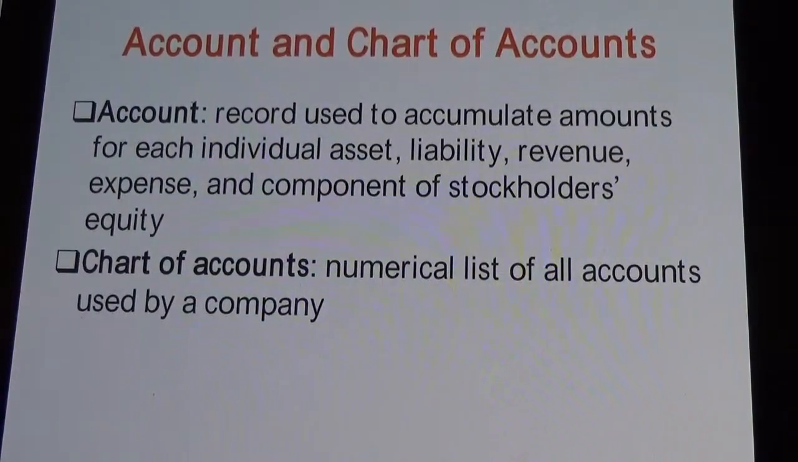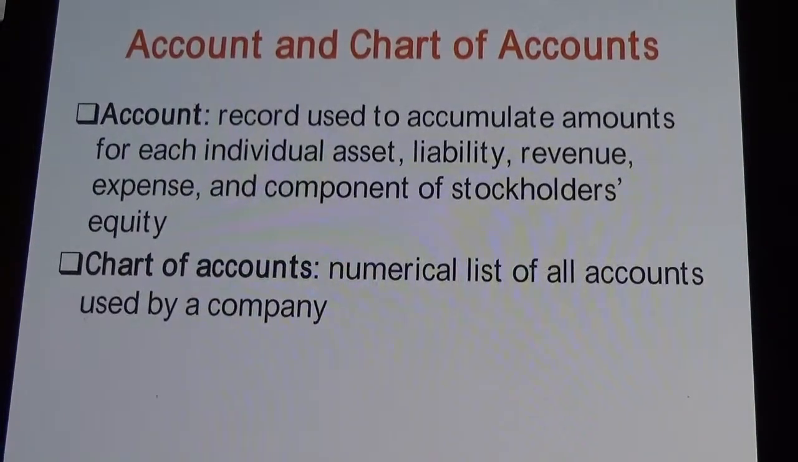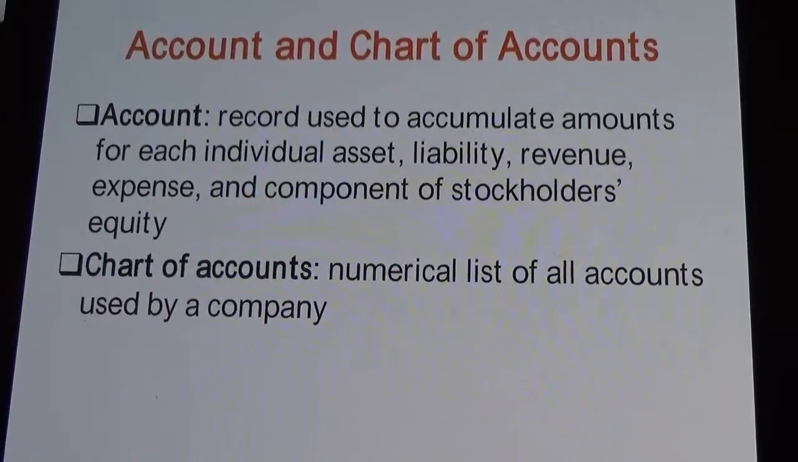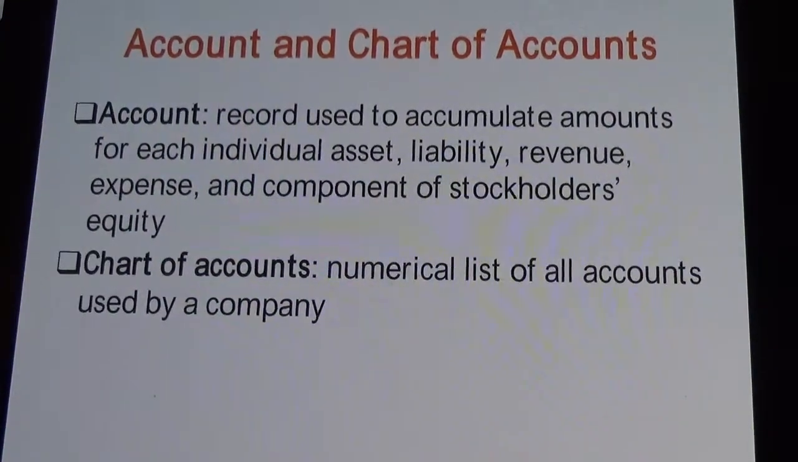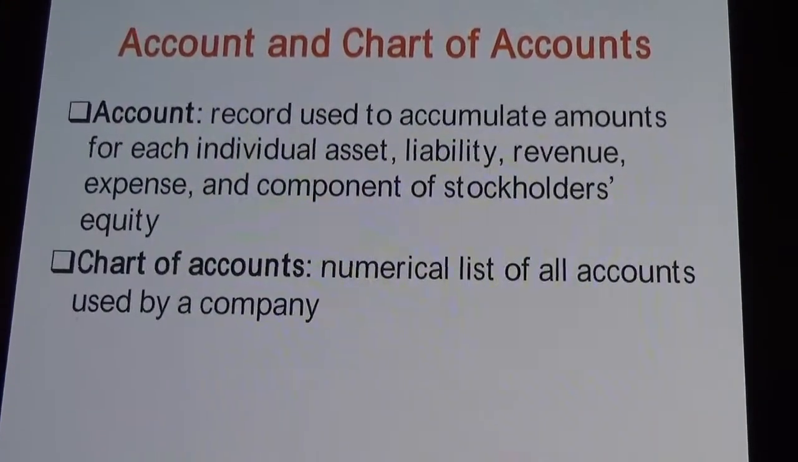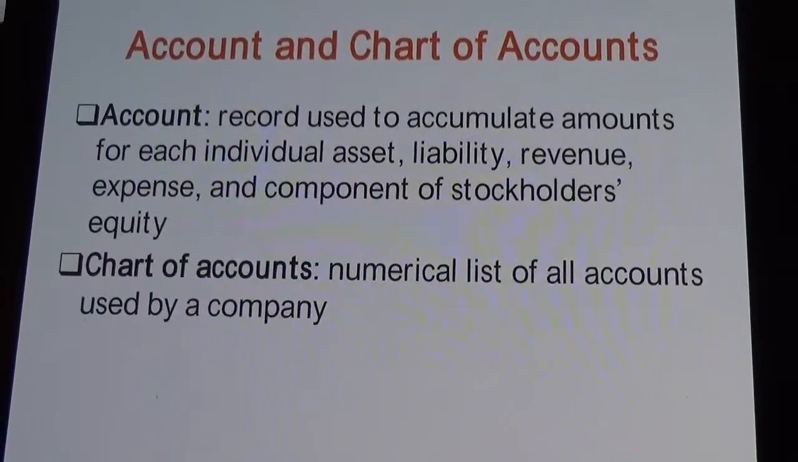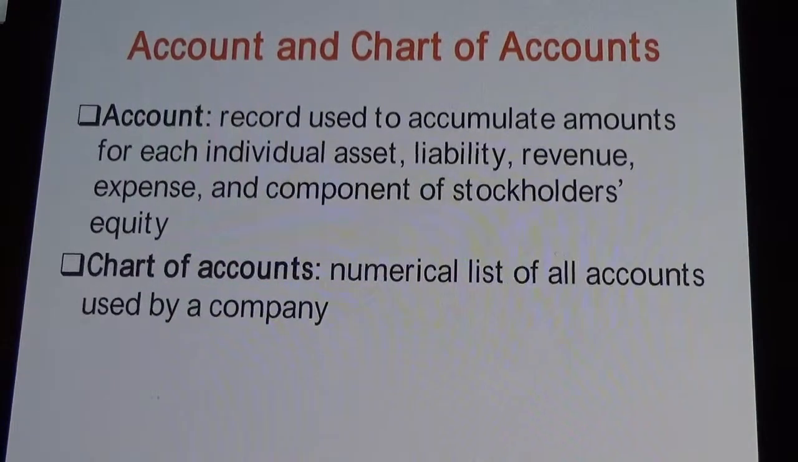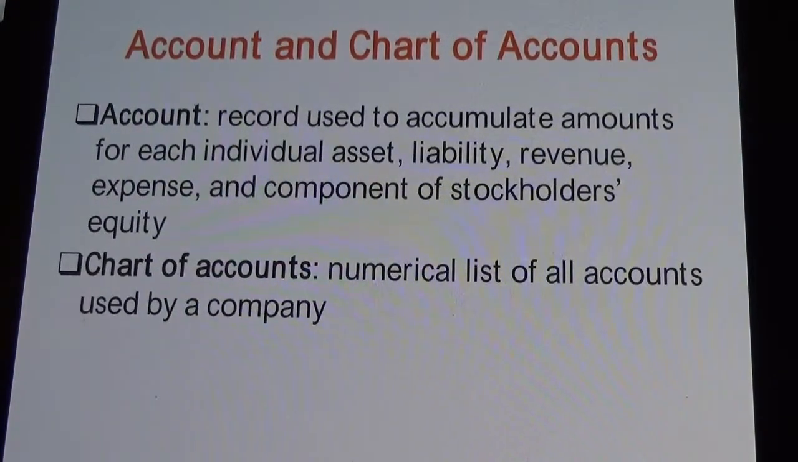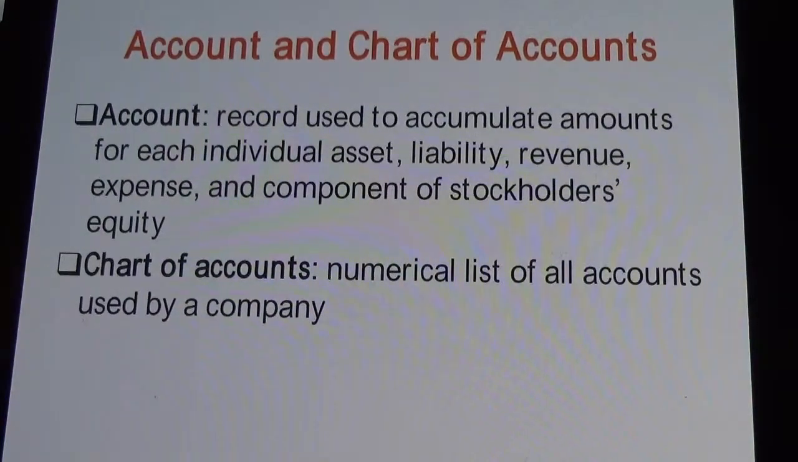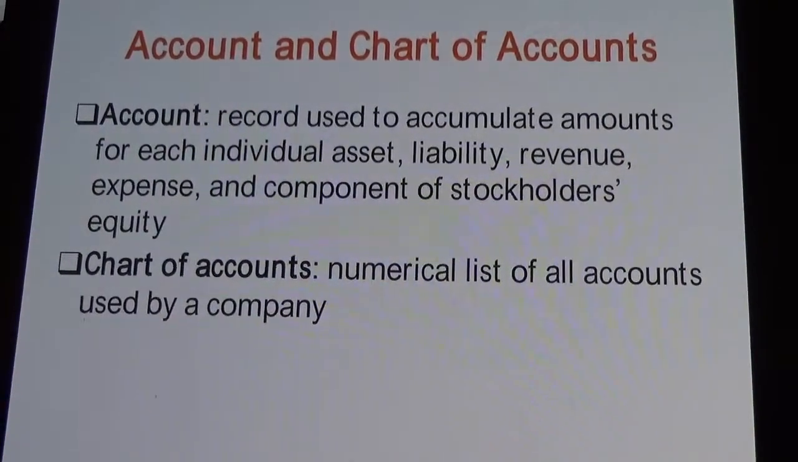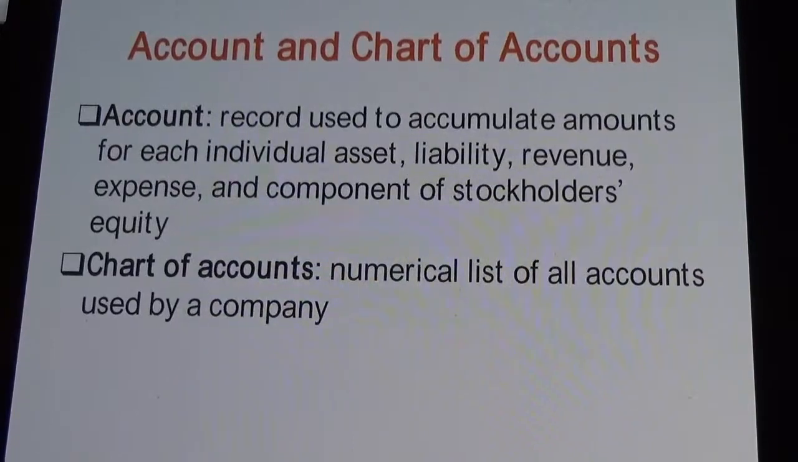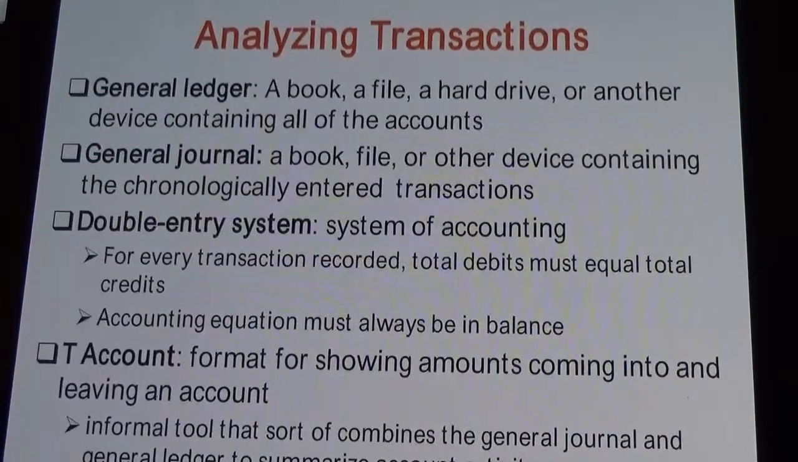And then sometimes the 1s represent current assets, and then the 2s will represent long-term asset accounts. The 3s will represent current liability accounts. The 4s will represent long-term liability accounts. Then the 5s might represent revenues, the 6s might represent expenses, and the 7s might represent dividends. At any rate, when we have that numbered list, we call it a chart of accounts.